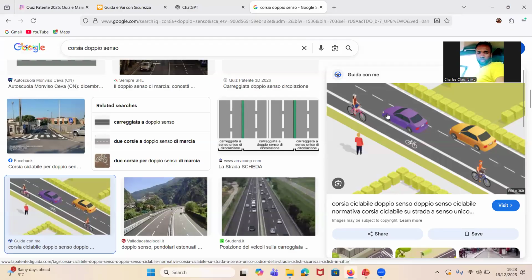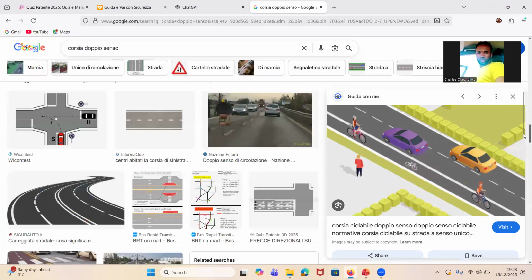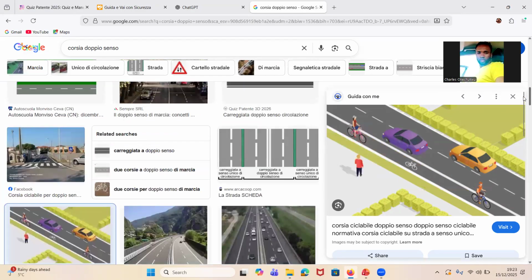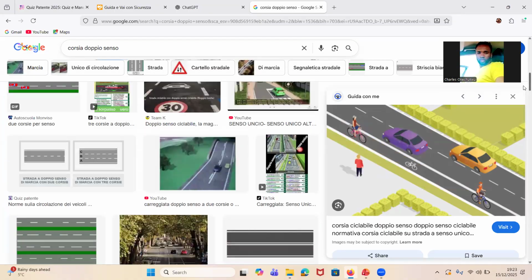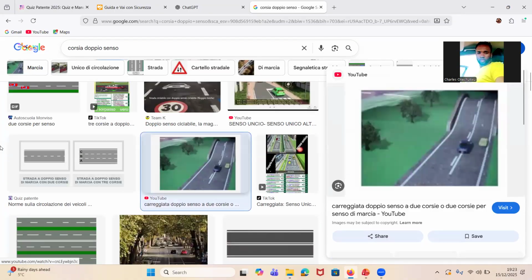They are going the same direction. Forget about this bicycle. This vehicle and this vehicle, I use the word vehicle for now. They are going the same direction. So this is not doppio senso. Don't forget that. Now, we're about to enter that. Doppio senso, how will you know doppio senso? We have 3 examples. Please write it down. The first example now, I'm showing us something.